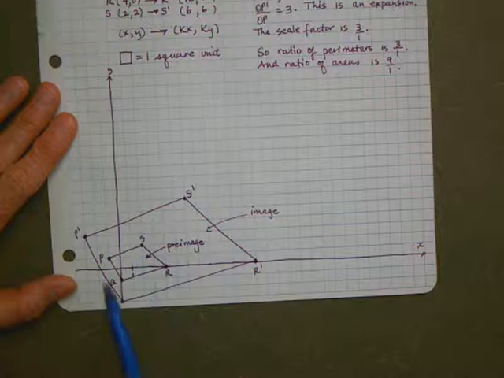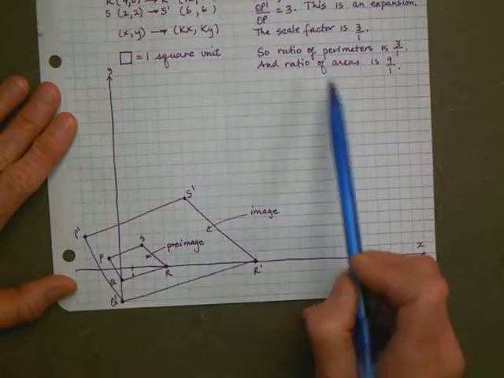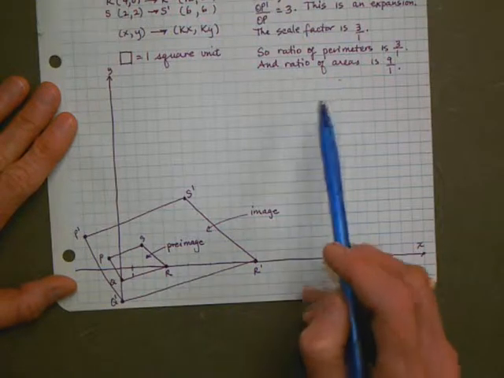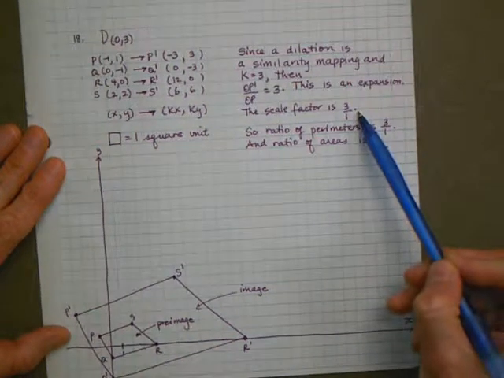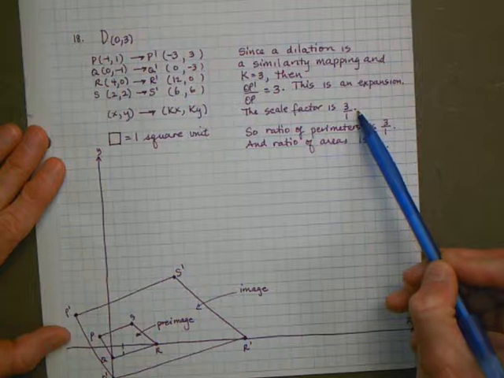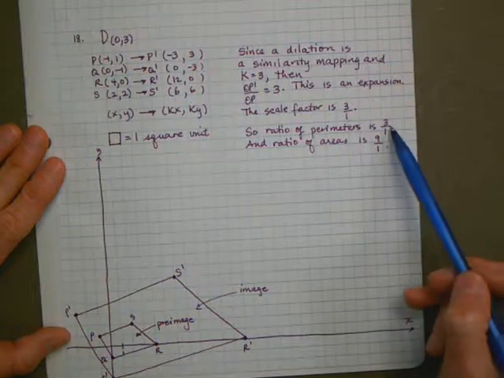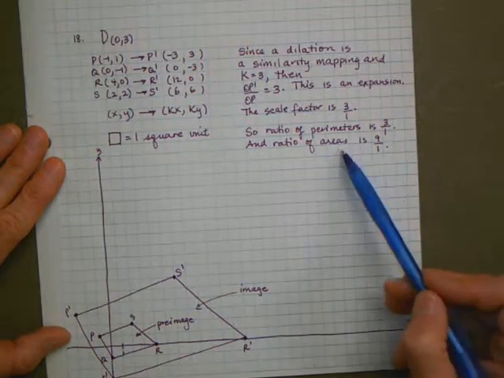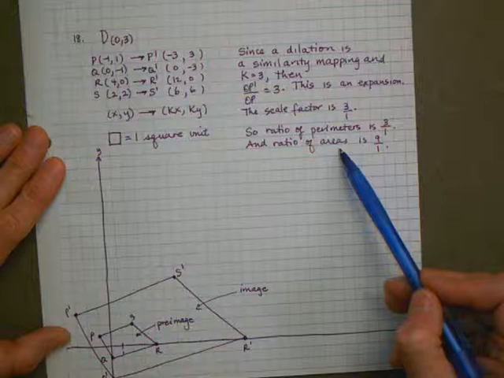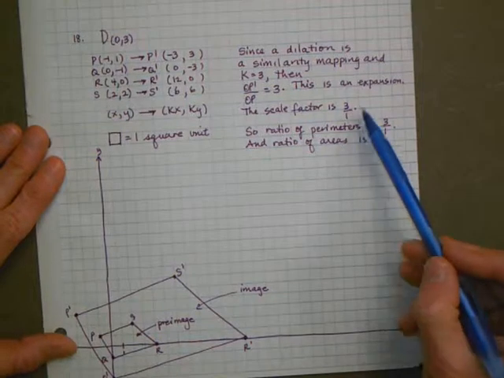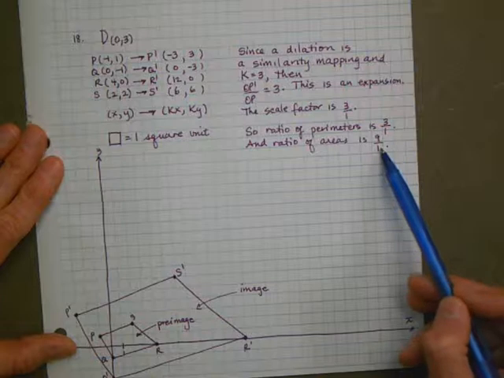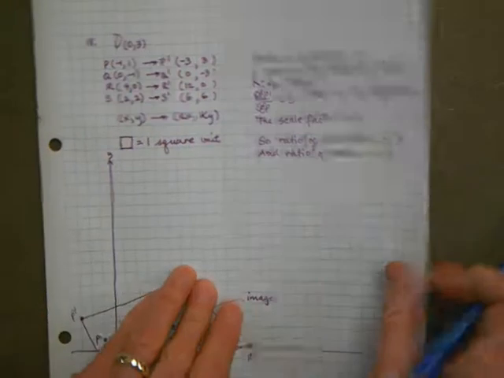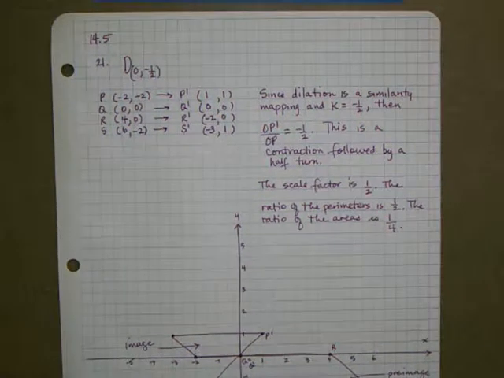All right, the last question is they want you to find the ratio of the perimeters. Since the scale factor is 3 over 1, the ratio of the perimeters, since it's a linear thing, is going to be the same as the scale factor, so it's 3 to 1. And the ratio of the areas, area is a square kind of thing, so it's 3 squared over 1 squared, so the ratio of the areas is 9 over 1. That's problem 18.